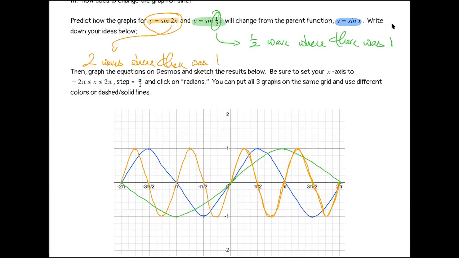Yeah, exactly. That tells us the frequency, right? It tells us how many we're going to have or how frequently they're going to happen.